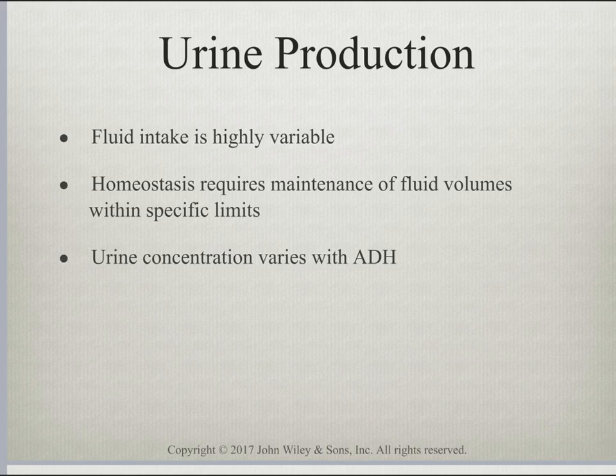So for urine production, we have to know a few things. Fluid intake is going to be highly variable, depending on what you're taking in your body through digestion, through drinking, etc. So this is going to directly affect urine production. Homeostasis requires maintenance of fluid volumes, but they have to be within specific limits. And urine concentration will vary, especially when exposed to antidiuretic hormone.